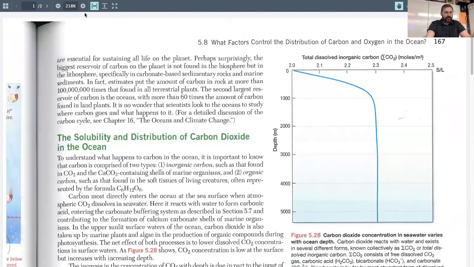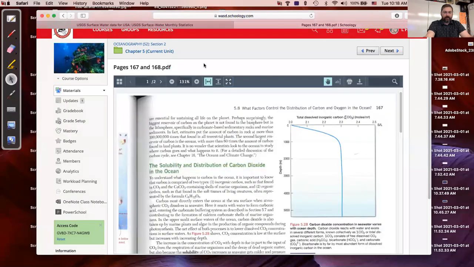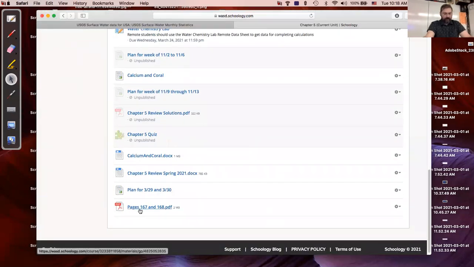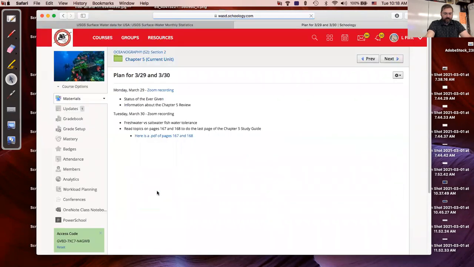So anyway, those couple questions that I put in the study guide about topics on pages 167 and 168, those are now in the folder. I put them not only straight up in the chapter 5 folder, where it says at the bottom, pages 167 and 168.pdf, but also in the plan for the week, where it says here's a PDF 167, 168. Click that link, it takes you to the same page.